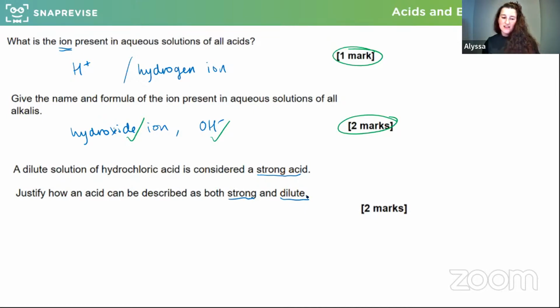That sounds great. Good. So we can talk about how it completely dissociates or it completely ionizes. You can use either word. So it is a strong acid as it completely dissociates or completely ionizes, whichever you want to say.